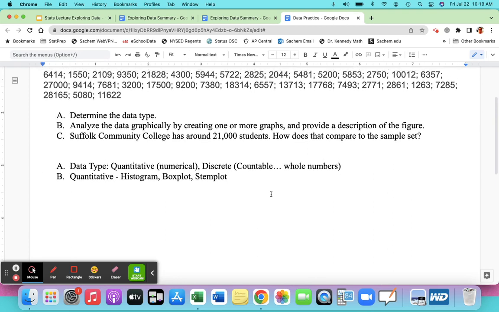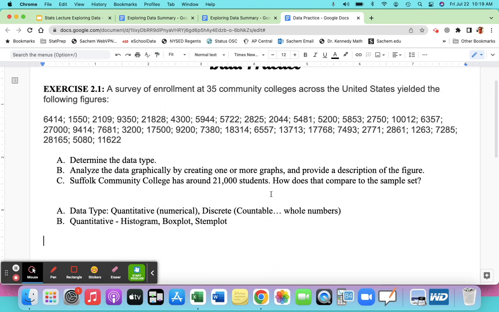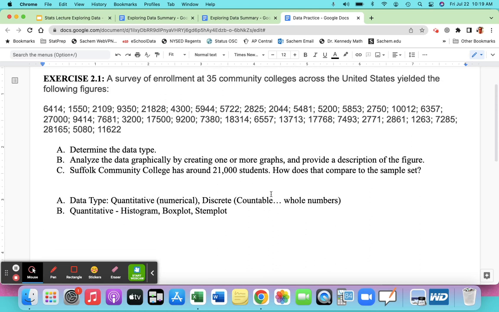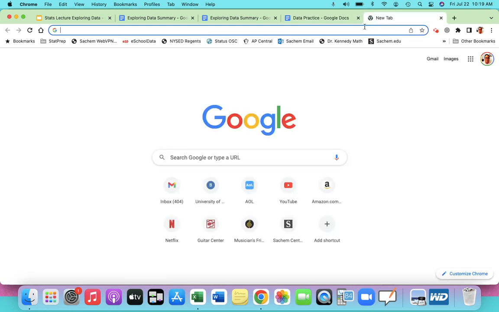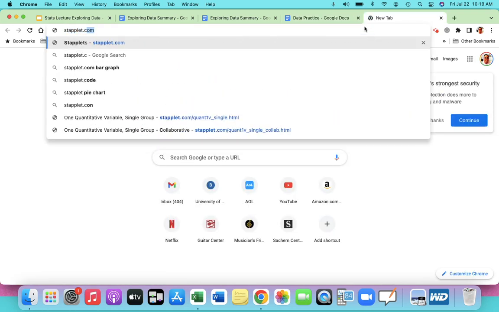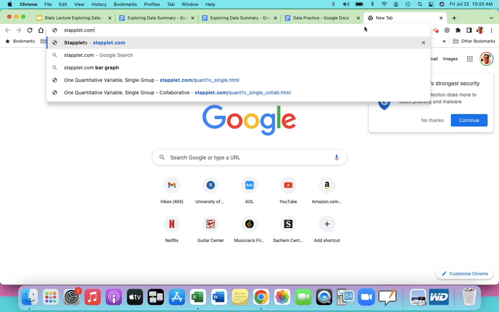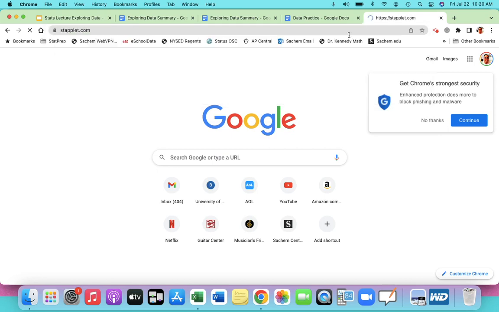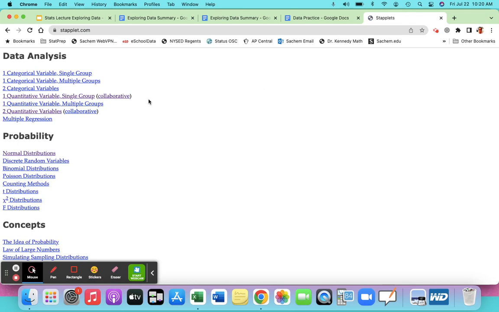So I'm gonna show you how to do this using technology. All right, and there's several different options for technology. If you're good with spreadsheets like Microsoft Excel or Google Sheets, feel free to analyze it that way. But I'm gonna highlight this data, and I'm gonna copy it, Control C or Edit Copy. And I'm gonna open a new tab and go to a website called Staplet, which there's gonna be a link to in the description of this module. So staplet.com, or you could just Google Staplets. It stands for Statistical Applet. An applet is like a mini app, okay?